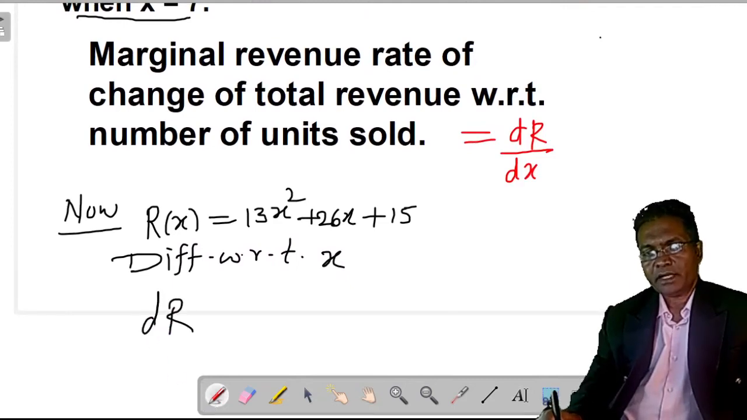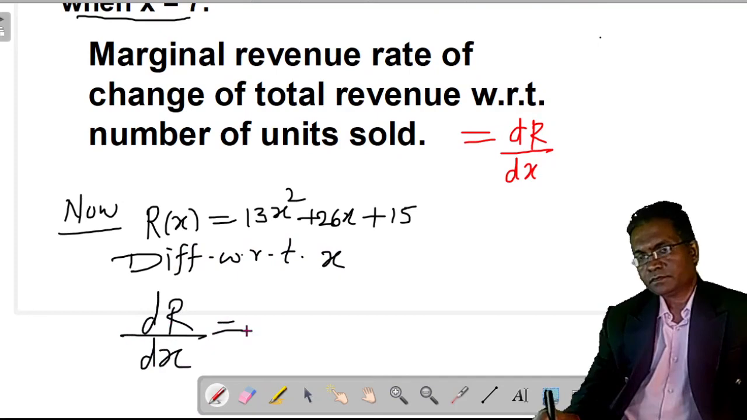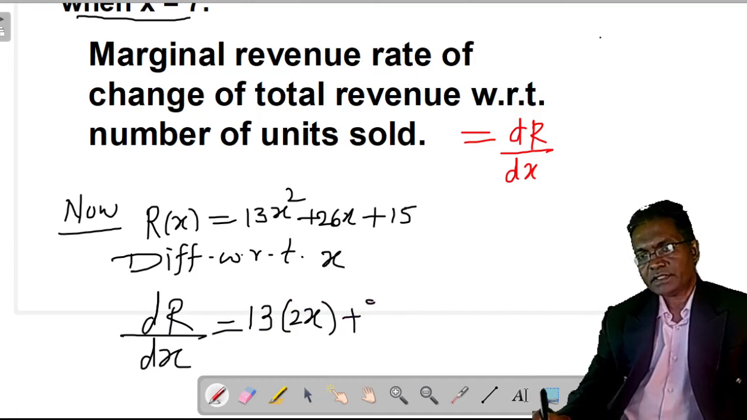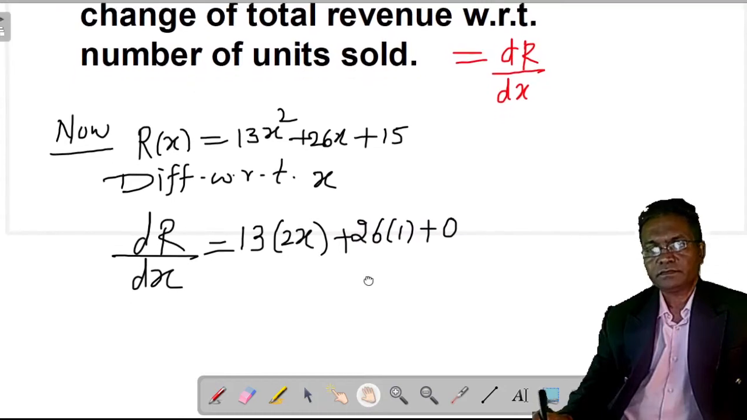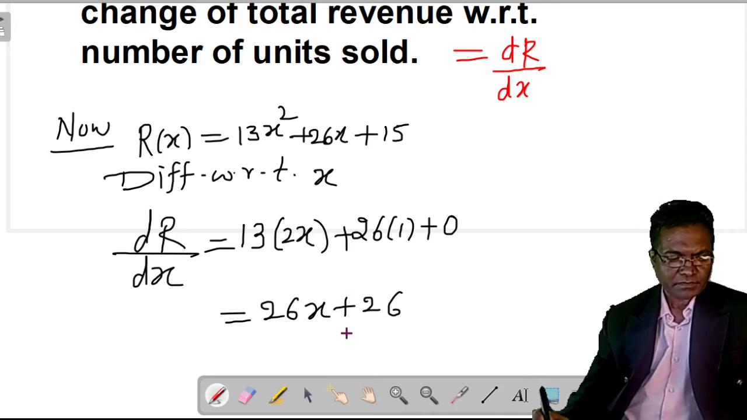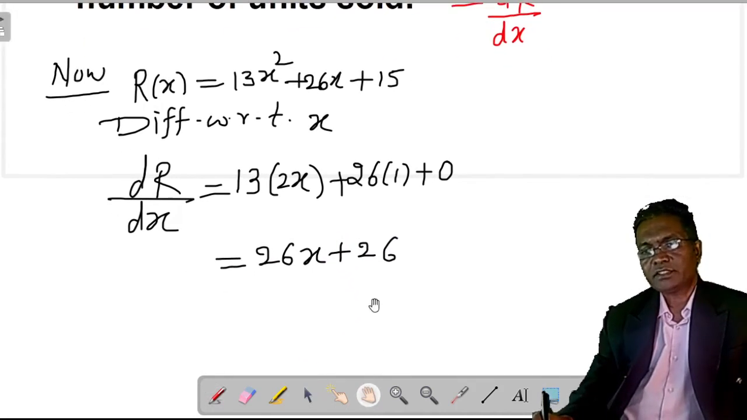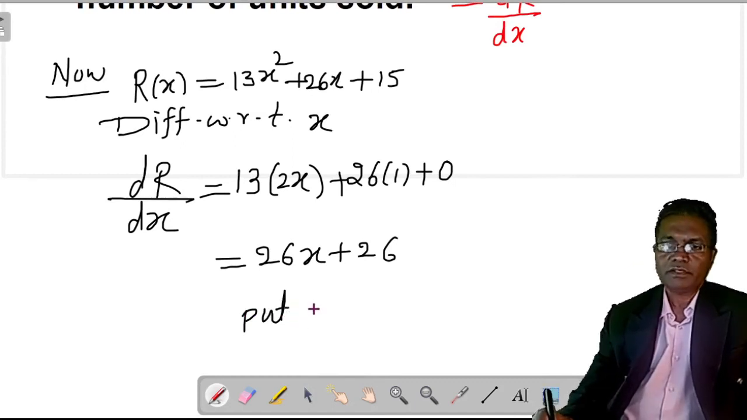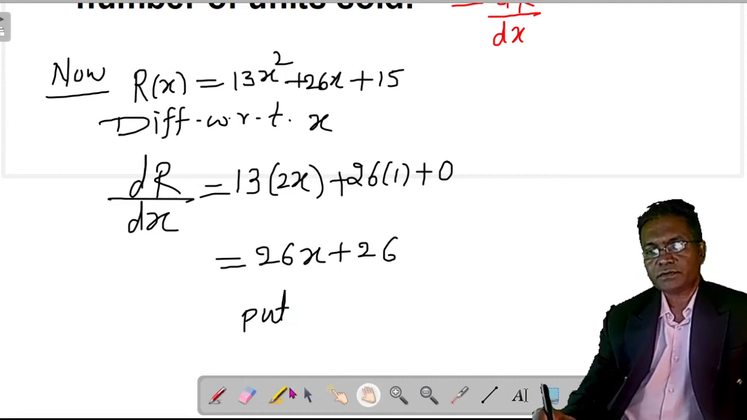So dr by dx is equals to x square derivative is 2x, 26 into x derivative is 1, and derivative of 15 is 0. Okay, so this is 26x plus 26. Okay, now put x is equal to 7 because you are asked the marginal revenue when 7 units are produced. Put x is equal to 7.